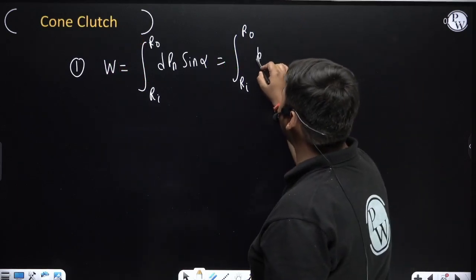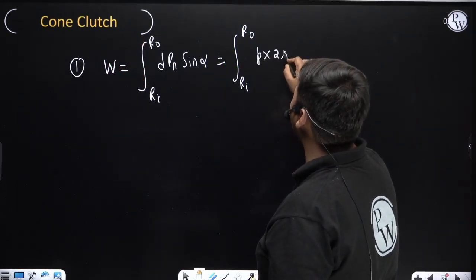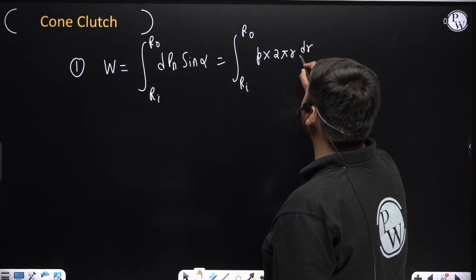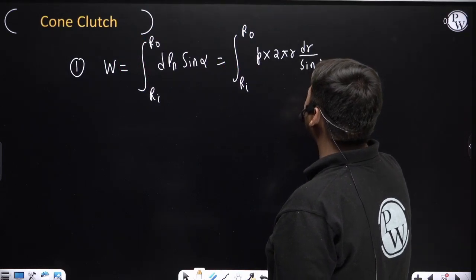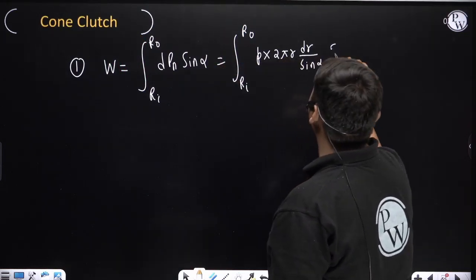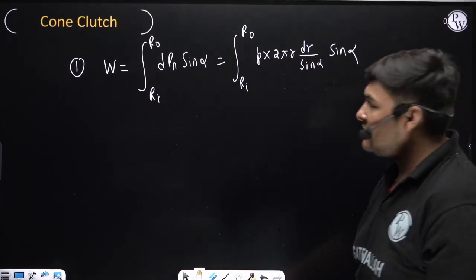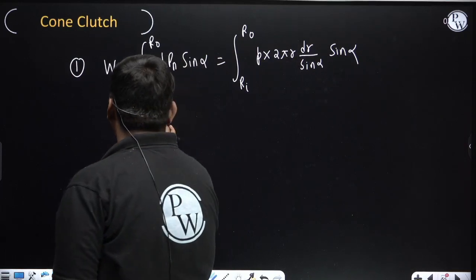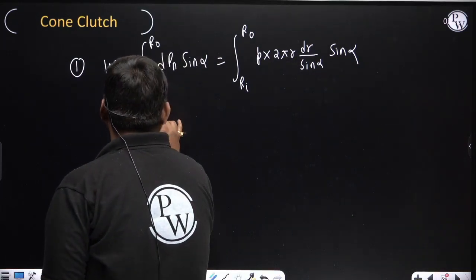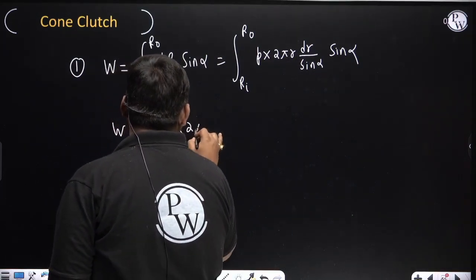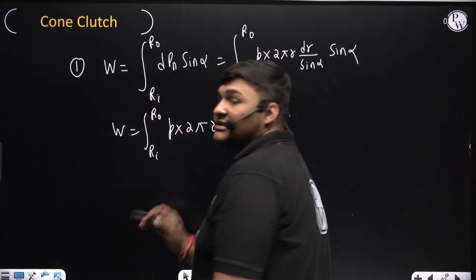dPn is the pressure force on the strip, whose expression is p into 2 pi r into the strip thickness, that is dr upon sin alpha. And here one sin alpha is coming in the numerator, so the sin alpha above and below will get cancelled. Means the expression of W will be integration ri to r naught p into 2 pi r dr. Here one interesting result is coming.